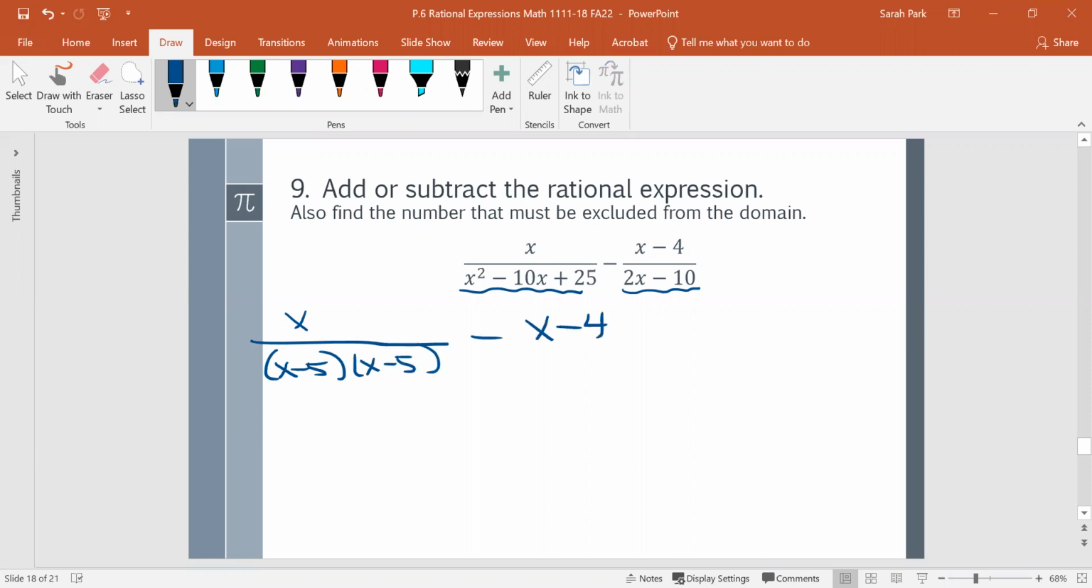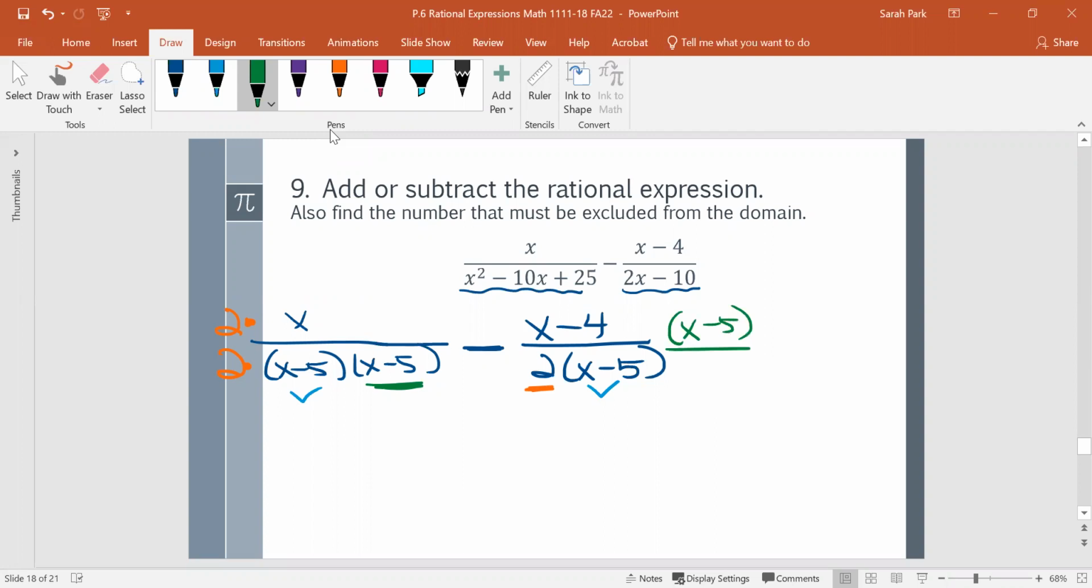minus x minus 4 over 2x minus 10, which factors as 2 times parentheses x minus 5. And this negative sign is because we're subtracting. You can see they both have an x minus 5, but the first denominator is missing this 2. So let's go ahead and multiply this denominator by 2. And the second rational expression is missing an x minus 5, so we're going to multiply it by x minus 5.